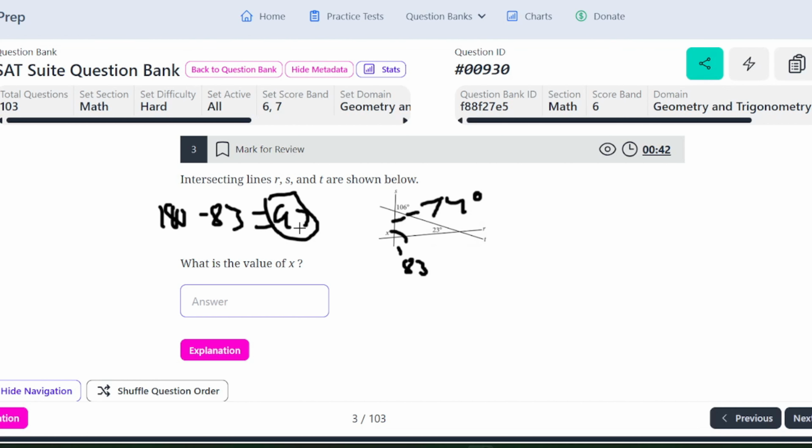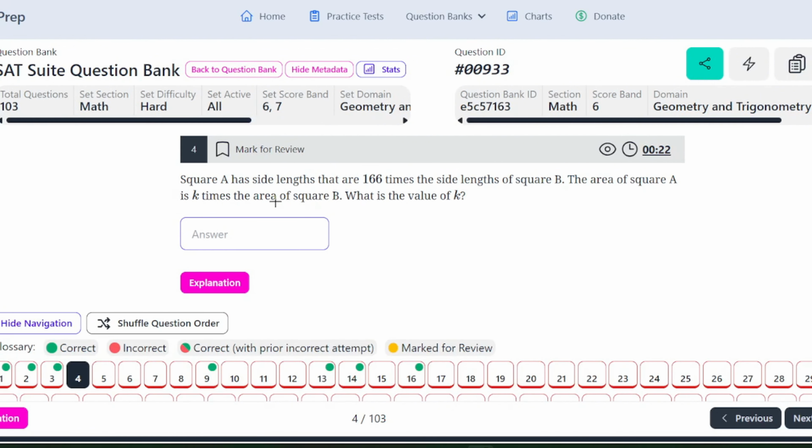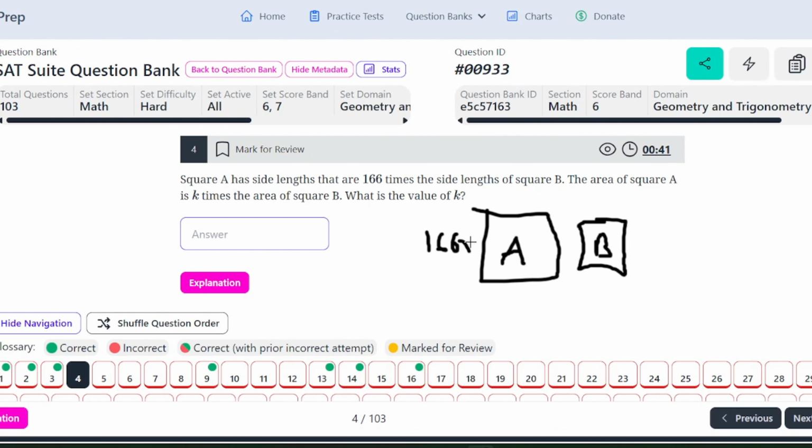That's your answer. Okay, so square A has a side length that is 166 times the side length of square B. The area of square A is K times the area of square B. What is the value of K? So let's make our little squares here. Square A and square B. Okay. Now square A has lengths that are 166 times the lengths of B.